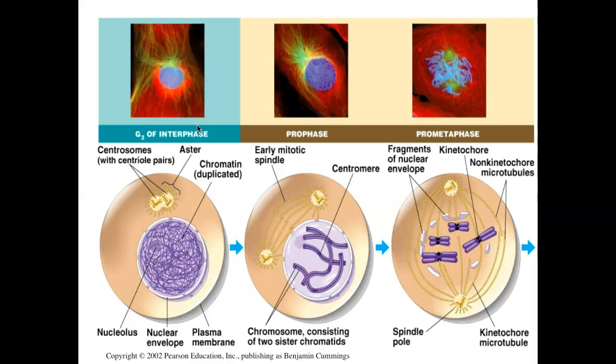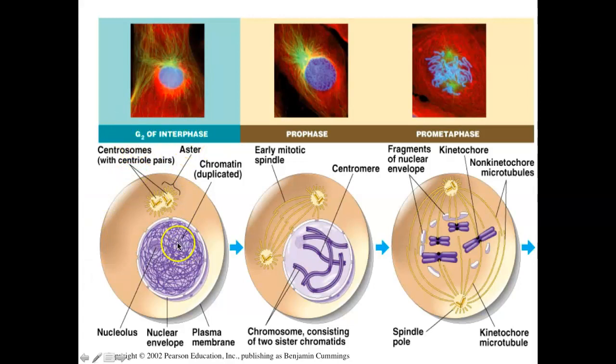So if you look at letter B in your outline, you need to be able to recognize what goes on in each phase and to recognize what each phase looks like in a diagram or in an actual picture of the cell. Okay, so that's what you're responsible for. So let's start with what's going on in interphase. Remember, interphase was what the cell was spending most of its time in.